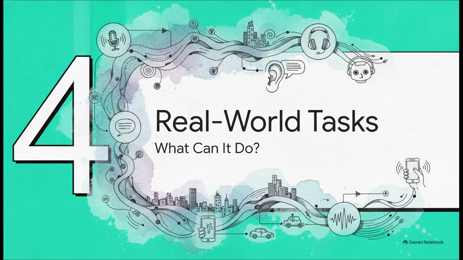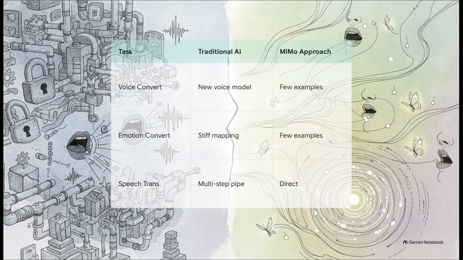All right, moving to section 4. Real-world speech tasks. Let's see what it can actually do. When we compare these approaches on real problems, the leap forward is pretty obvious. Take voice conversion. Traditional AI required you to train a whole new voice model from scratch. But with MiMo, you literally just give it a few audio examples and a prompt, and it instantly mimics the timbre. What about emotion conversion? Traditional AI relied on this really stiff, rigid mapping. MiMo just uses a few examples to adapt the tone naturally, on the fly.